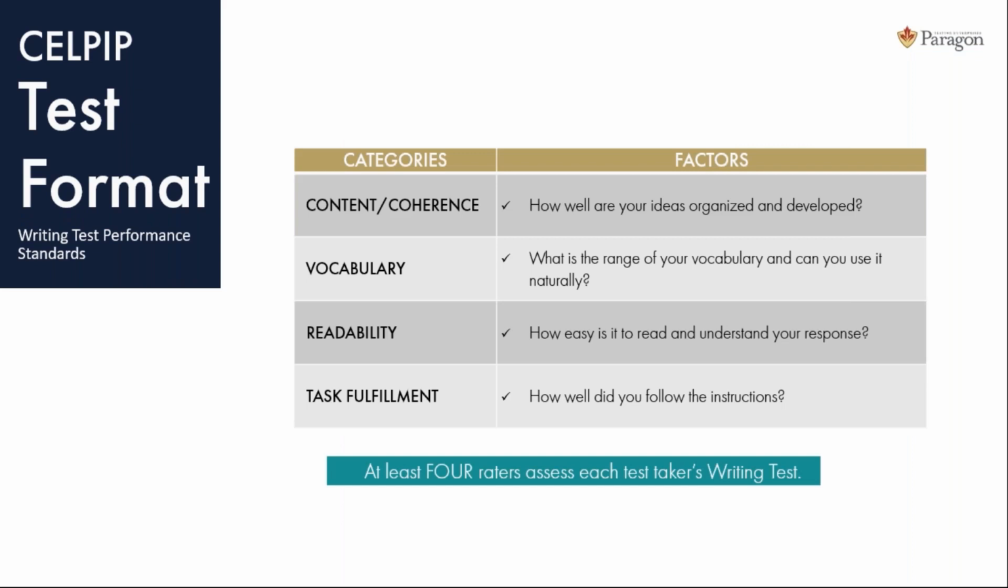These are 4 of the categories that raters use. Remember, reading and listening, they're scored by the computer. There's only one right answer, so computer can score that. But with writing and speaking, we use human raters, and at least 4 raters are used for the writing test. Okay, and these are the categories that they actually think about, use when they're rating you. So these are categories that you should be thinking about as well. I do recommend that you use these categories.